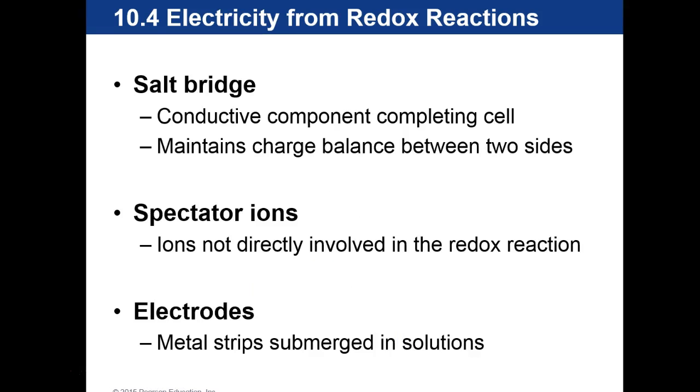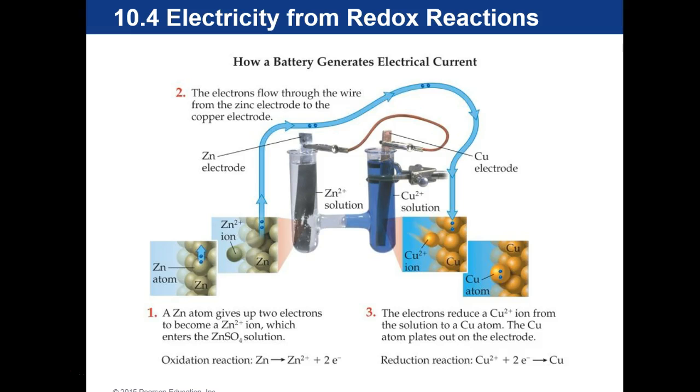The salt bridge is a conductive component completing the cell, and it maintains charge balance between the two sides. We've got spectator ions that are not directly involved in the redox reaction, and we get electrodes, which are metal strips submerged in those solutions.